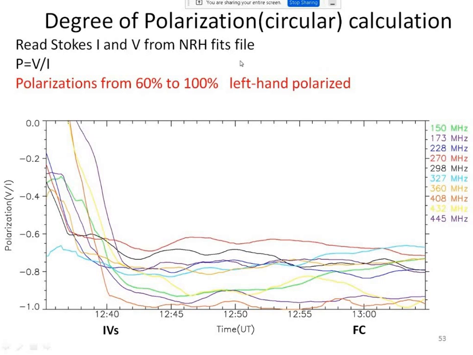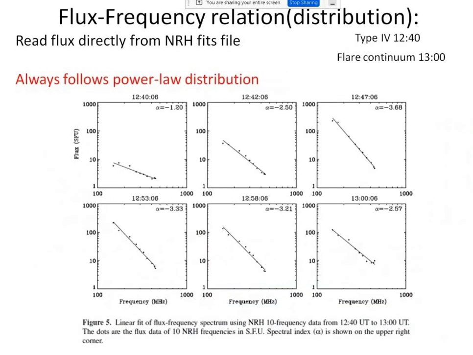And then the degree of circular polarization. We know that DCP, the degree of circular polarization, is V over I. We can read Stokes I and V from the NRH file, and this is the plot we made for this event. As you can see, all of them are very high, and they are negative, which means they are left-handed polarized. They are all from 60% to 100%. I would say that they are almost 100% polarized, which fits the feature of a stationary type 4 radio burst.